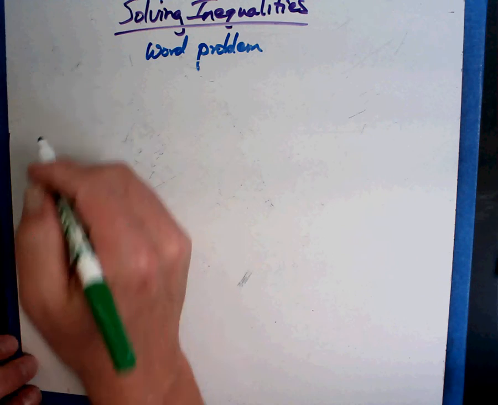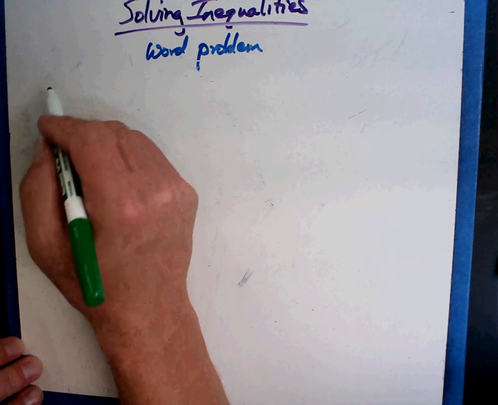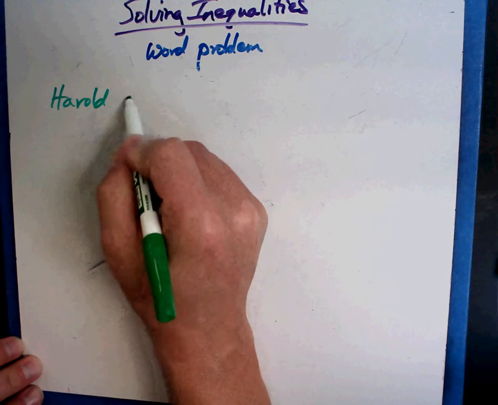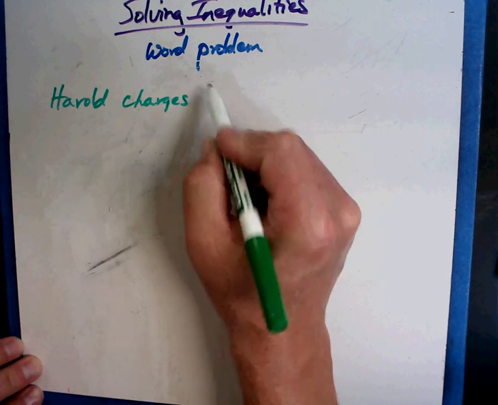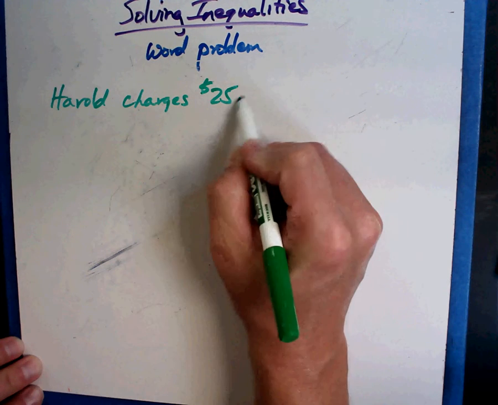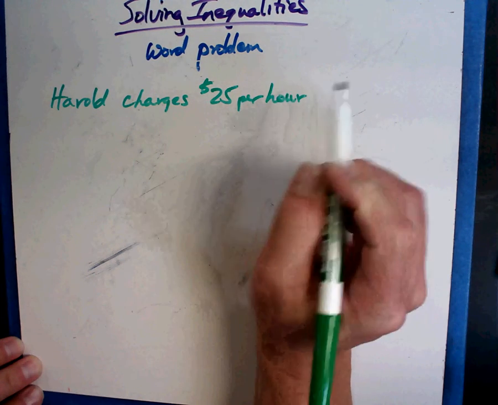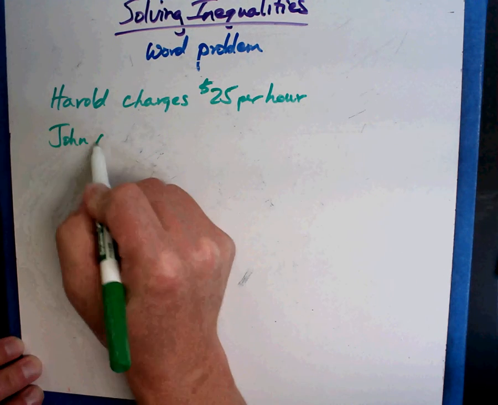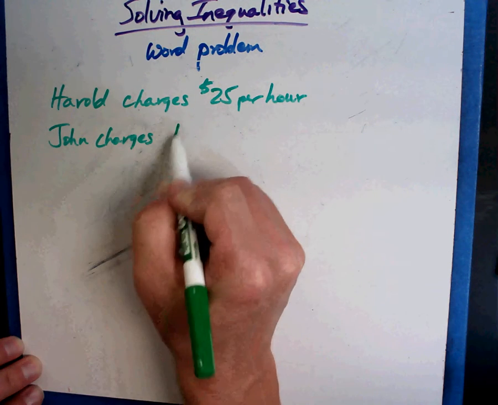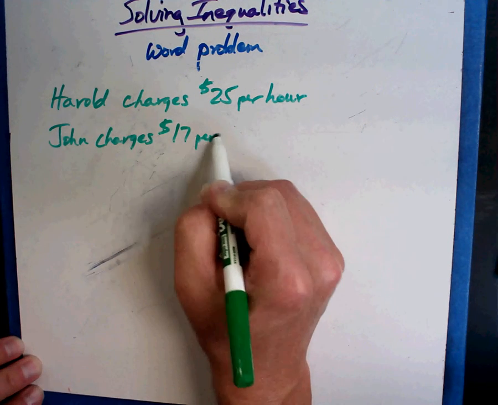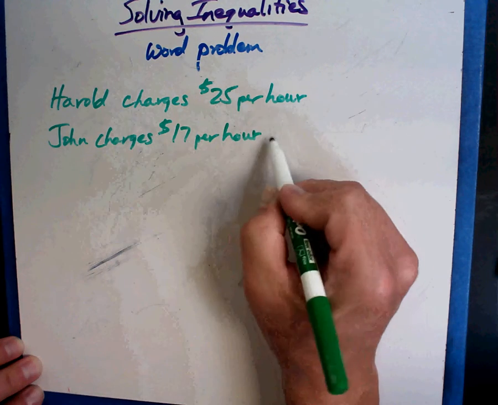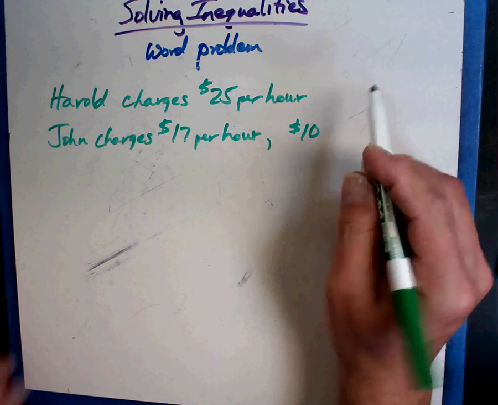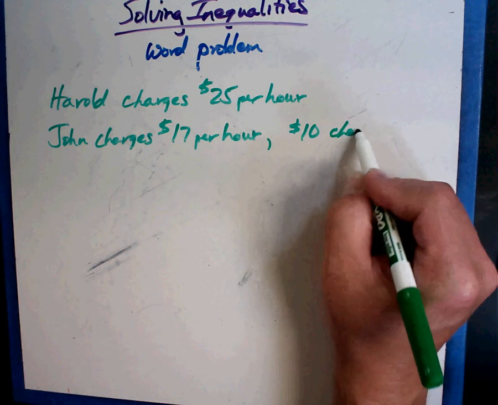Here's the next one. There are two guys that clean pools, and they're trying to get new business. There's a guy named Harold, and Harold charges $25 per hour to work on your pool. John charges $17 an hour, but you have to purchase the chemicals for him each time he does work on your pool, and it's $10 for the chemicals.